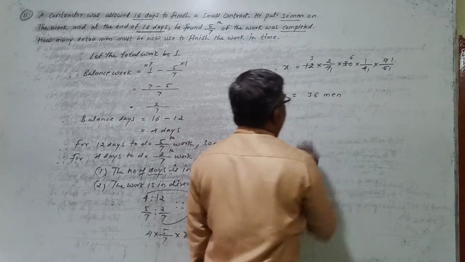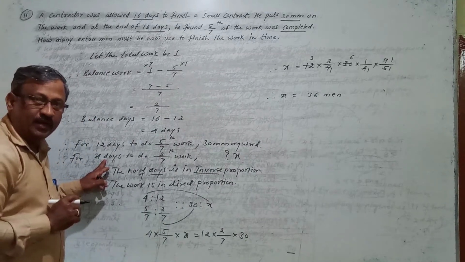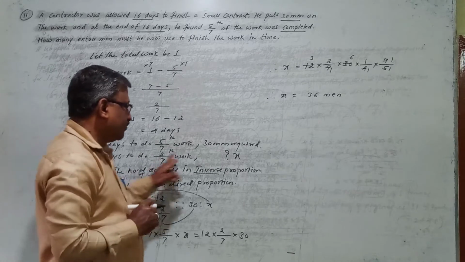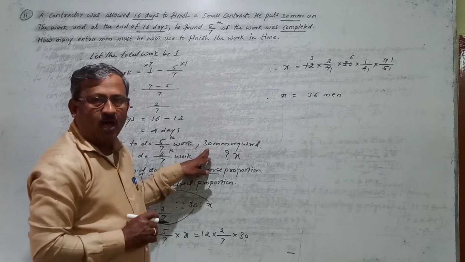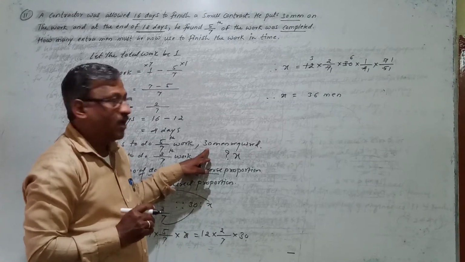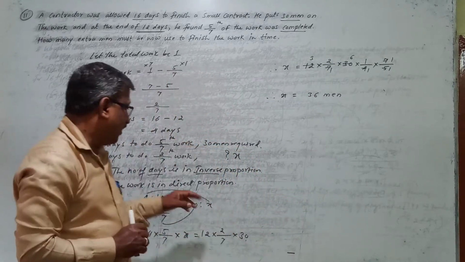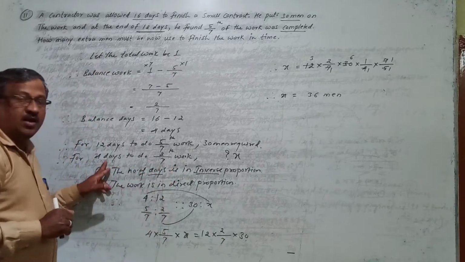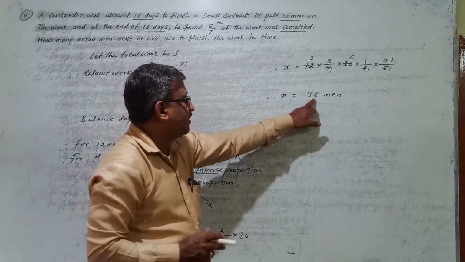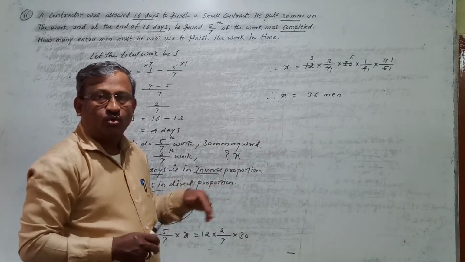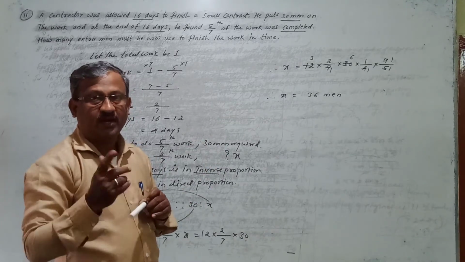So how many men are required here? 36 men are required. So if you want to complete that work in 4 days, to do this balance work, 36 men are required. Previously, how many men were there? 30 men. And now how many men are working? 36 men. That means, to complete this remaining work in the remaining days, he has to employ how many? 6 more men, 36 minus 30. To complete that work in time, he has to employ 6 more men. That should be your answer.